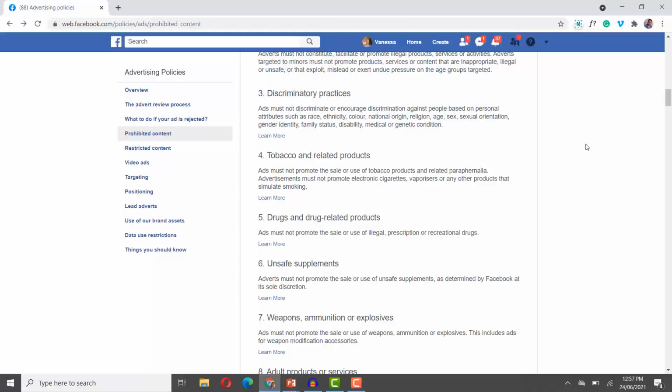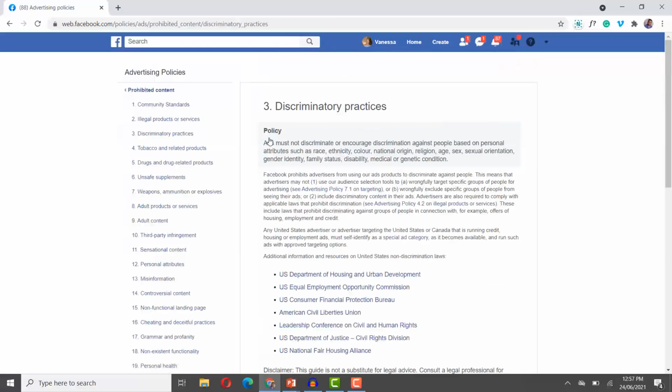So you don't want to say, are you looking for other black people? That already discriminates against white people. Or are you looking for other white people, right? You don't want to have such kind of copy in your ad text or in your videos or your creative or whatever. So I'm just going to click it a bit so you can see more about that.